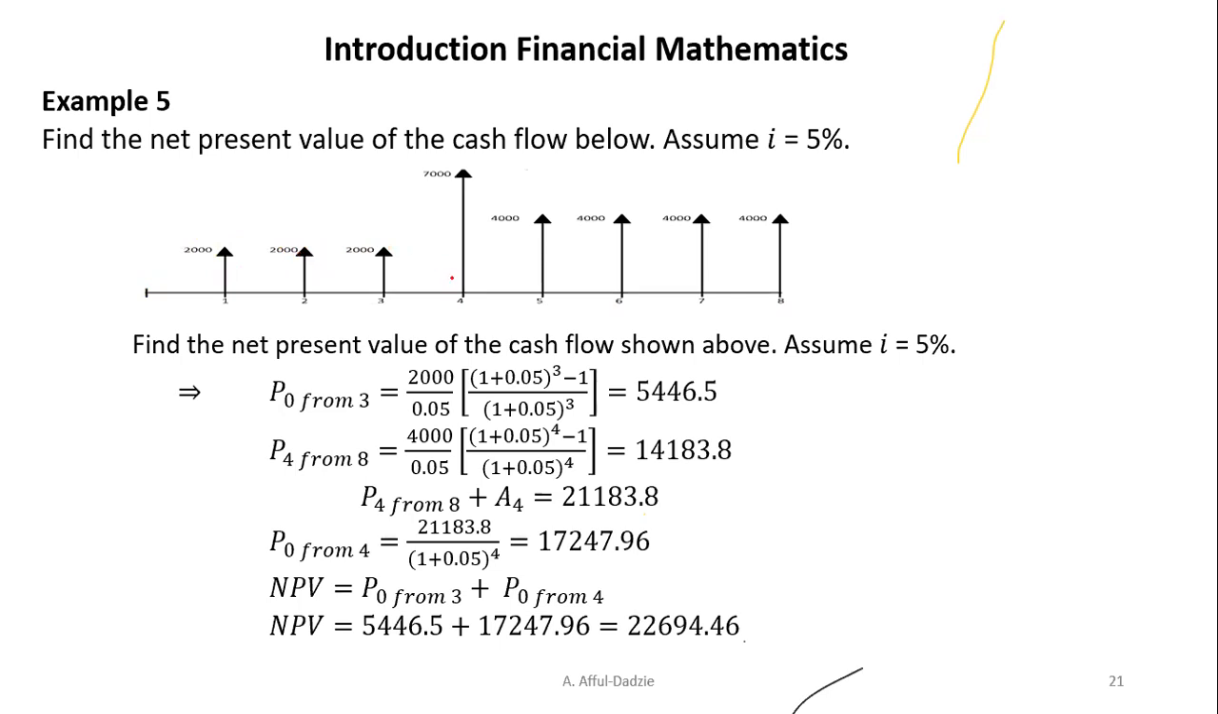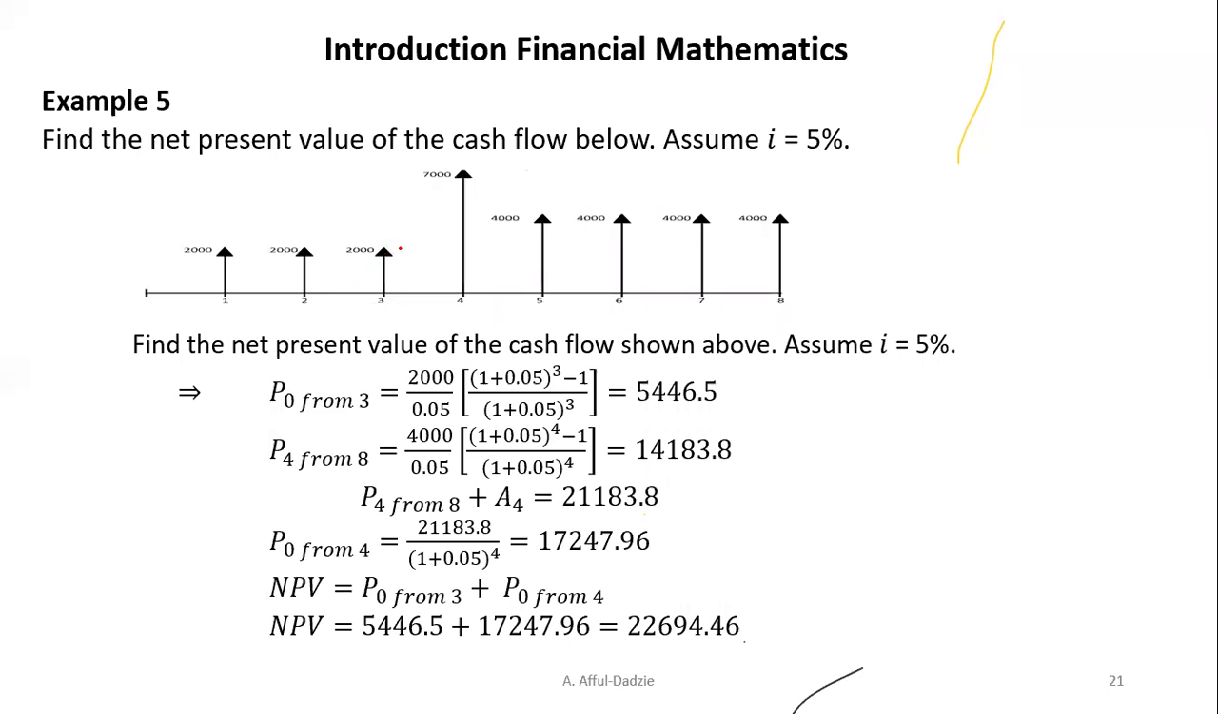Then, if you like, you can deal with this 7,000 alone and take it to 0 and also hold it down. So we have brought 2,000 and 7,000 all to 0. Then you can take again these 4,000, apply the formula. It will bring you to year 4. And then again, take that single figure at year 4 and bring it to 0. And then sum all the values that you have brought to year 0.